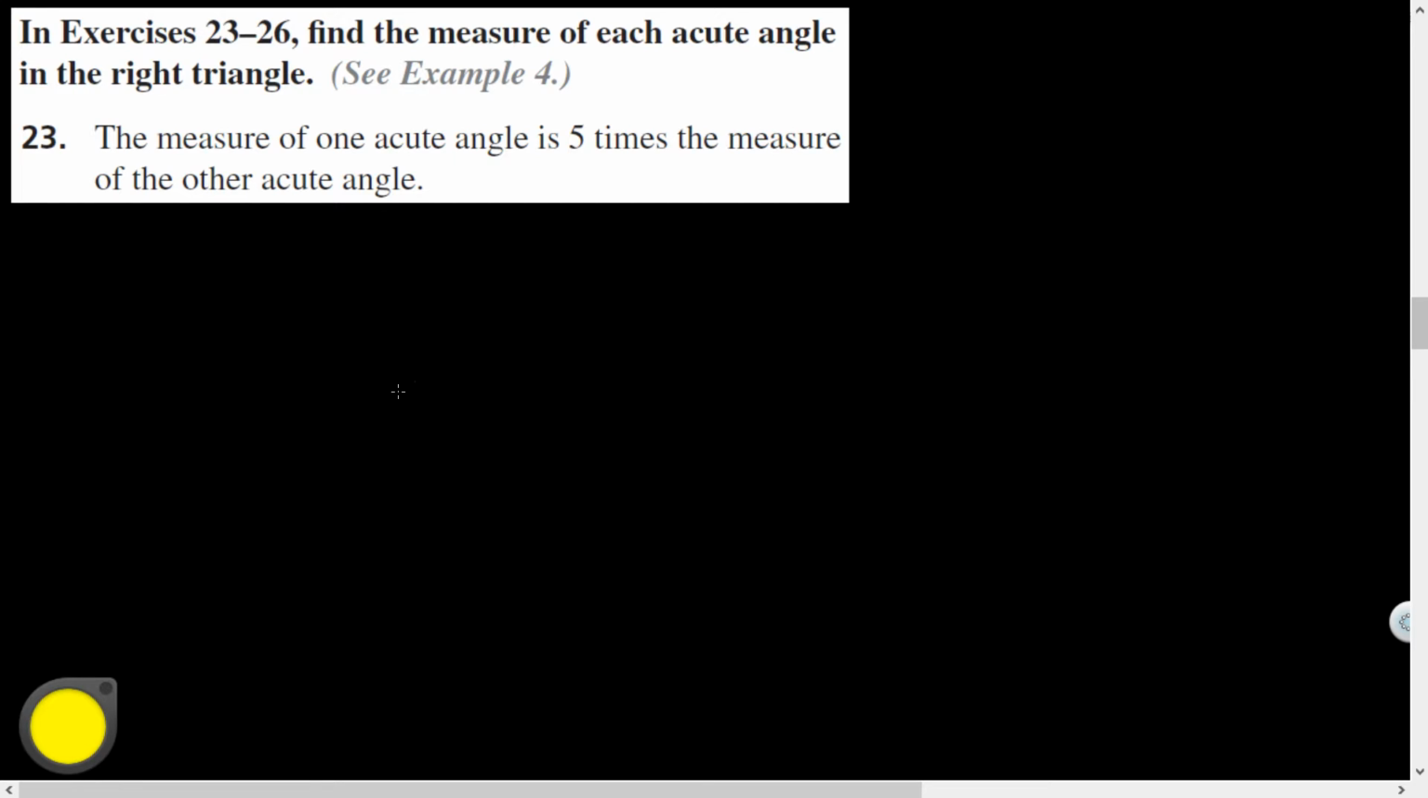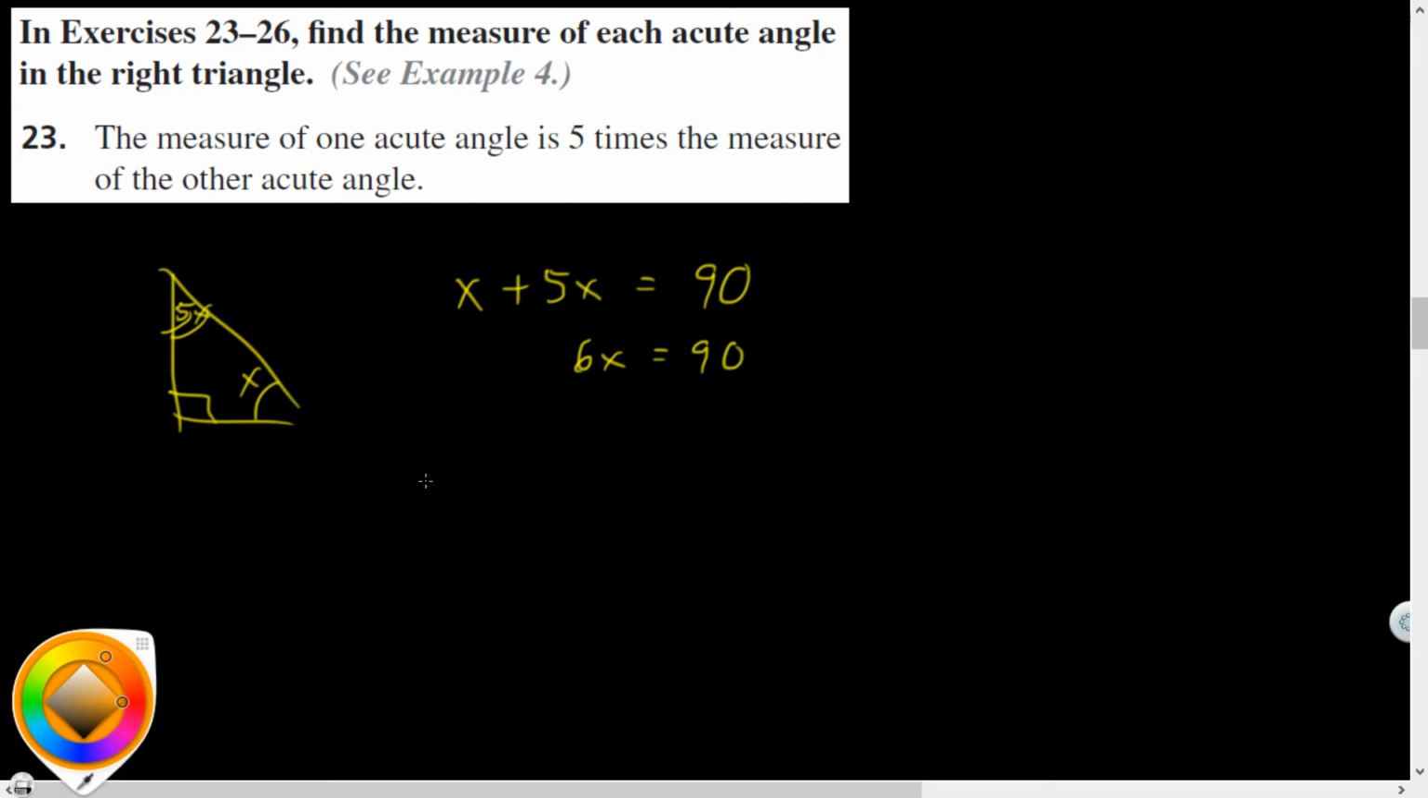Let's keep rolling. Oh man, these problems keep coming. I'm just going to do the setup for this one. The measure of one acute angle is 5 times the measure of the other acute angle in a right triangle. So let's see, if this is something and then this one is 5 times as much, don't you worry, not drawing to scale. I'll say x plus 5x is equal to 90. Actually, guys, we're already here. Let's just solve this.